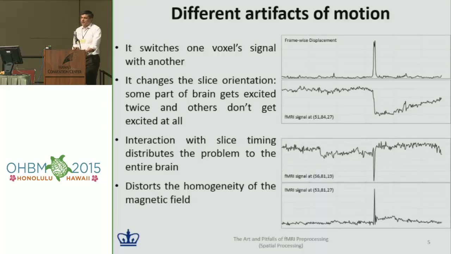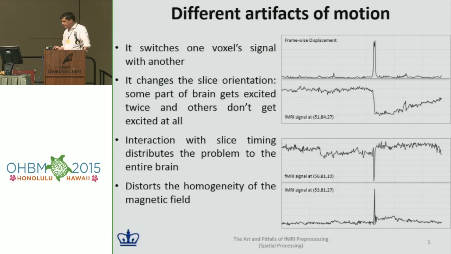And the last one, which I think is the most important one, and it's always missed in the whole explanation of the motion, is the distortion of the homogeneity of the magnetic field. So when the subject's head moves inside the scanner, even very slight movement, that's going to distort the magnetic field homogeneity. To be able to acquire data from the scanner, we need a very, very homogeneous magnetic field. If that homogeneity somehow changes, your signal is not usable anymore.